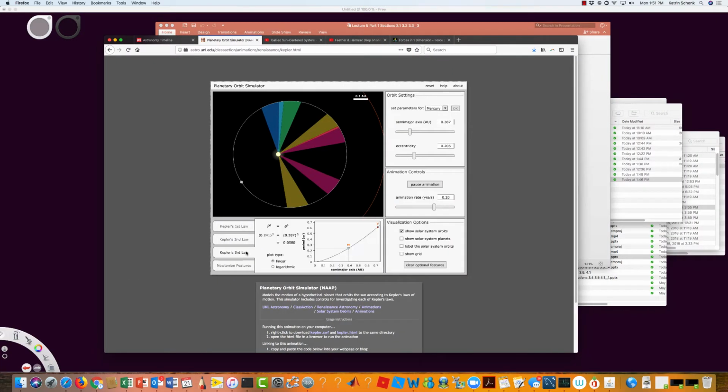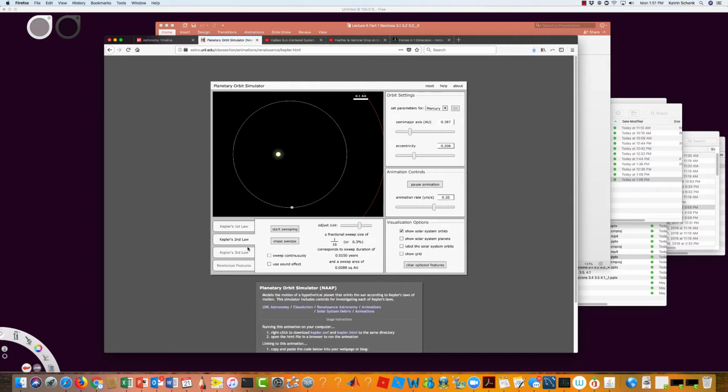Here we go. Let's switch it to Kepler's third law here, and we will get rid of the sweeps. Goodbye, sweeps. All right, let's go. So you can see how fast Mercury's moving, right? And everything moves in this simulation at the same rate. So when we zoom out to another planet, we'll see that it's going to be slower, right? Because Mercury's the closest to the sun on average.